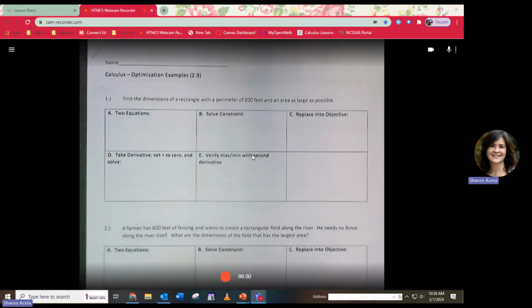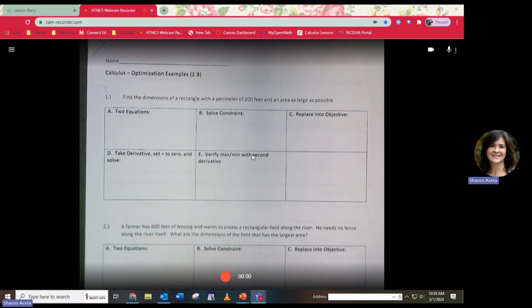Optimization today. And let me get my screen here. Optimization is just what we've been doing, which is finding maxes and mins, and we're going to use some real world application to optimize area, optimize revenue, those kind of problems. So take out these notes and we'll get started.